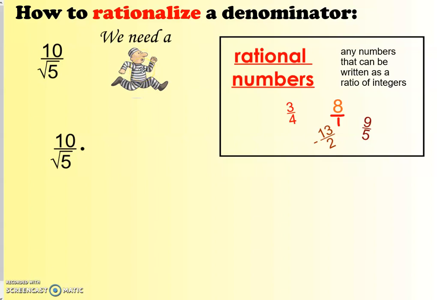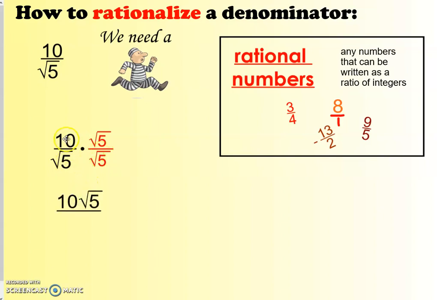So how are we going to make a jailbreak happen? Well, there's only one number that can free this 5 from its square root prison, and that is a twin. So I'm going to multiply both the bottom and the top by the square root of 5. Now, I chose the square root of 5 so we can have a jailbreak in the bottom. And, of course, I did it in the bottom and top because I'm really just multiplying by a big 1. And you can always multiply by 1 and it doesn't change the value.